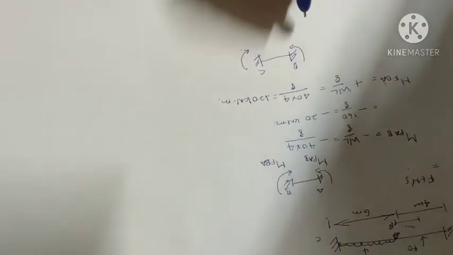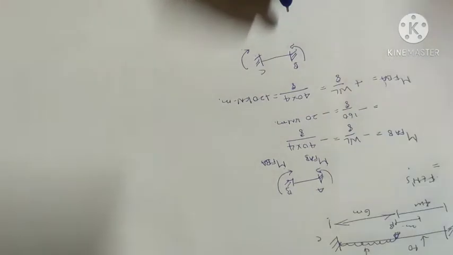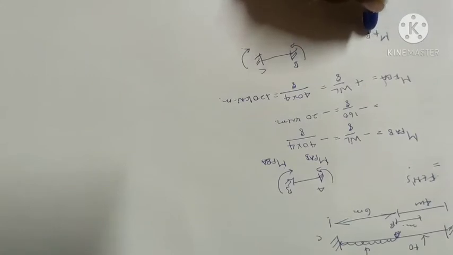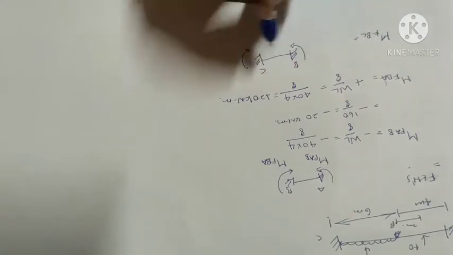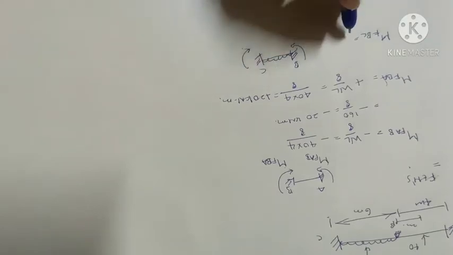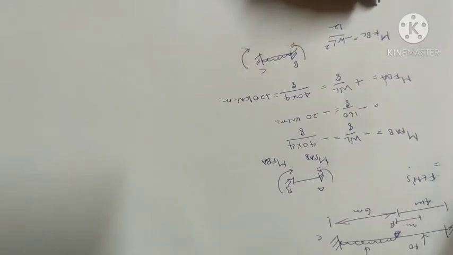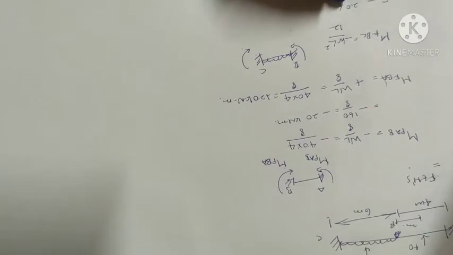Okay, now going to the BC span. This is joint B and this is C. So the first step is finding out the FEM, considering the ends as fixed. So MFBC. This is a UDL acting. MFBC is minus WL square by 12. This is the formula for UDL. Minus W is 20 into L square, L is 6, divided by 12.